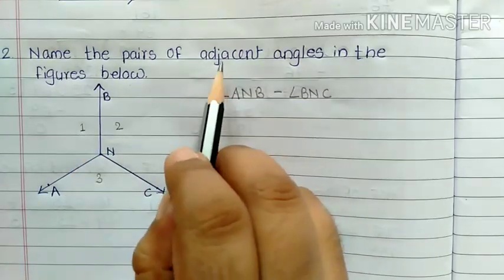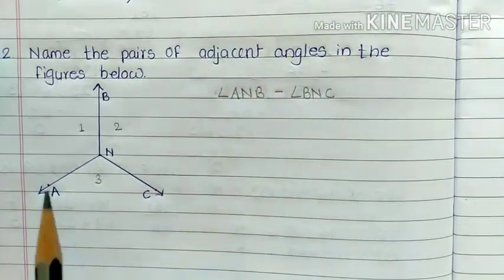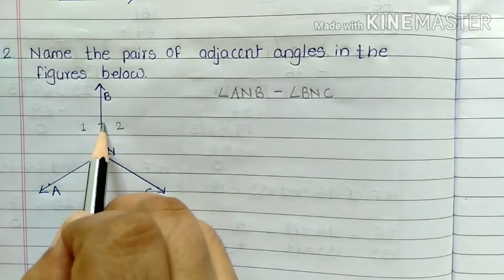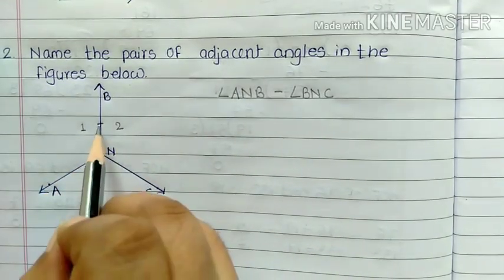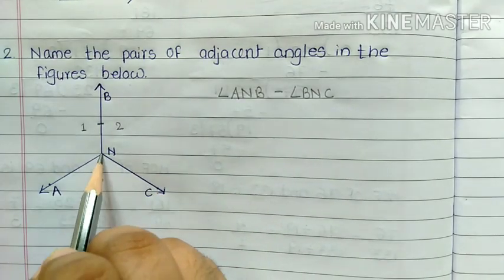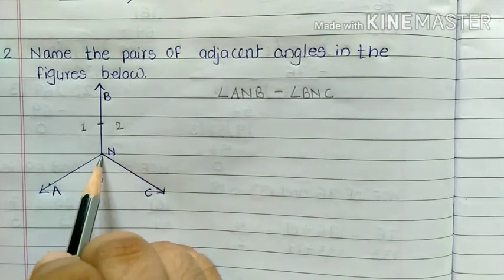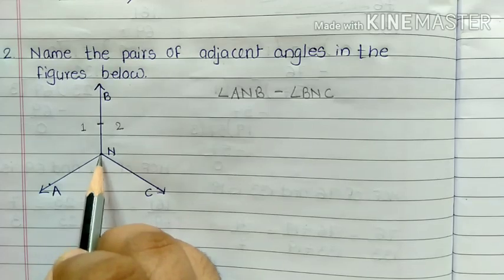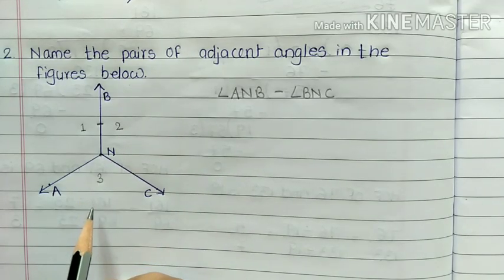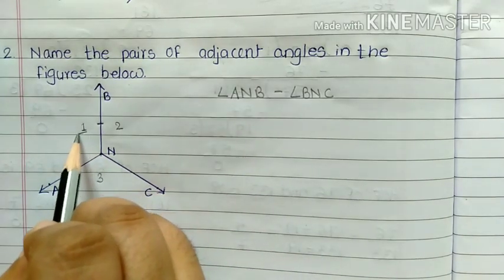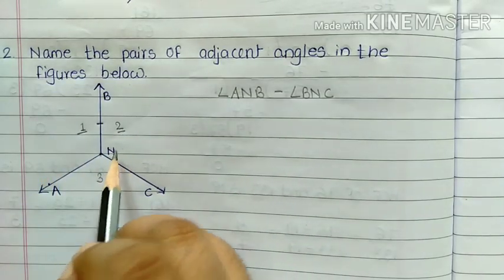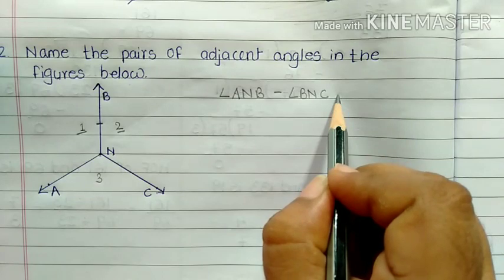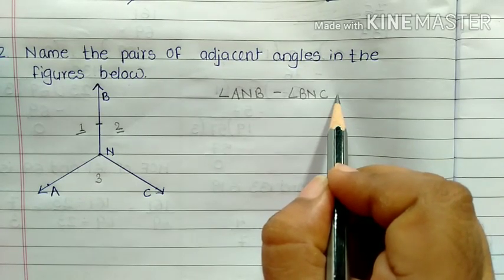Now let us study these two, whether they are a pair of adjacent angles or not. For angle 1 and angle 2, this is the common arm. Ray NB is the common arm. Yes. Vertex N is the common vertex. Yes. Interior part for 1 and interior part for 2 are different. Yes. Then this is a pair of adjacent angles.